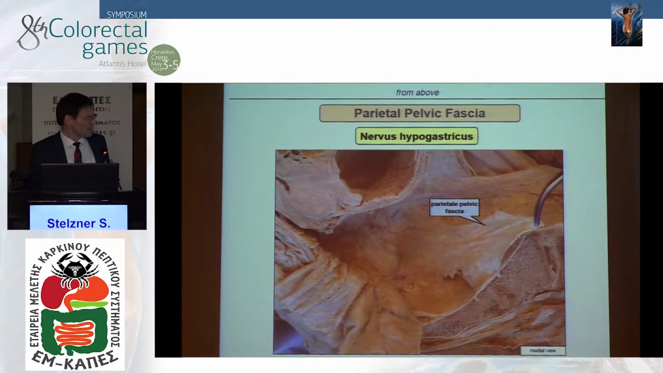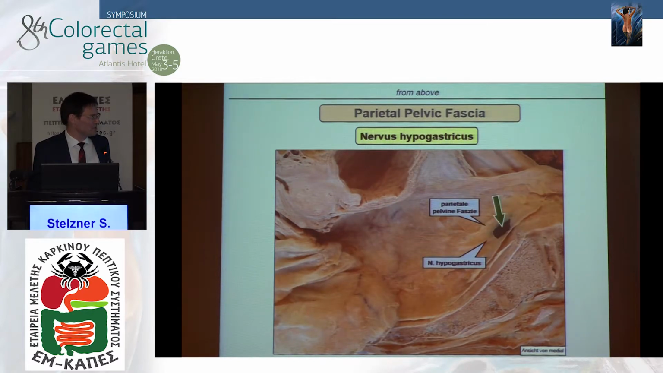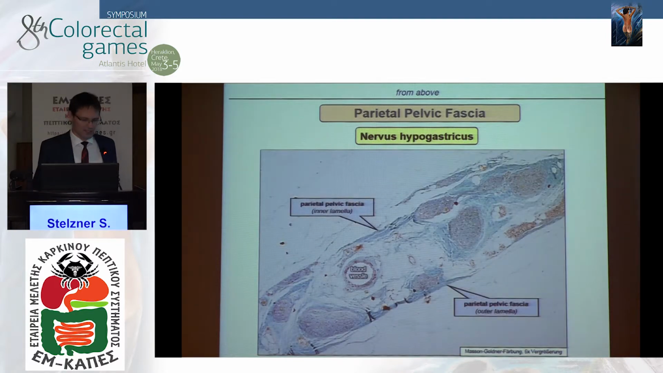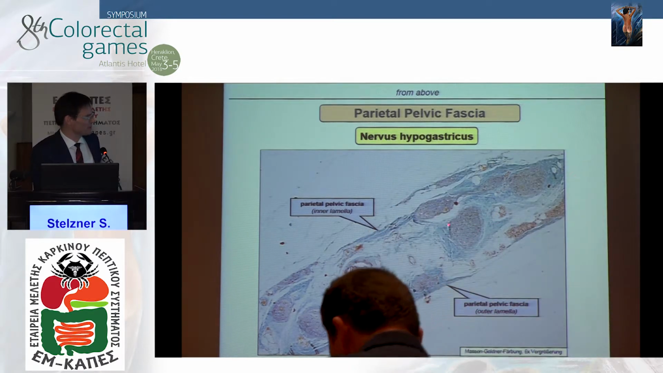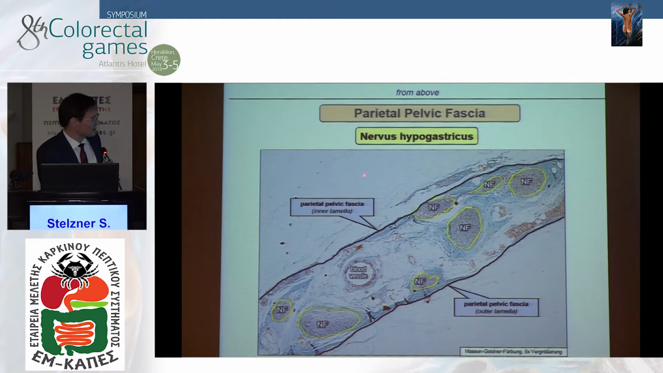And then we lifted up this parietal pelvic fascia with the hypogastric nerve running within, and we took out a piece of tissue just to look at it under the microscope, and what you can see, many nerve bundles as you would expect, some blood vessels, and these structures were covered from either side by a fascial structure which we classified as the inner and the outer lamella of the parietal pelvic fascia.